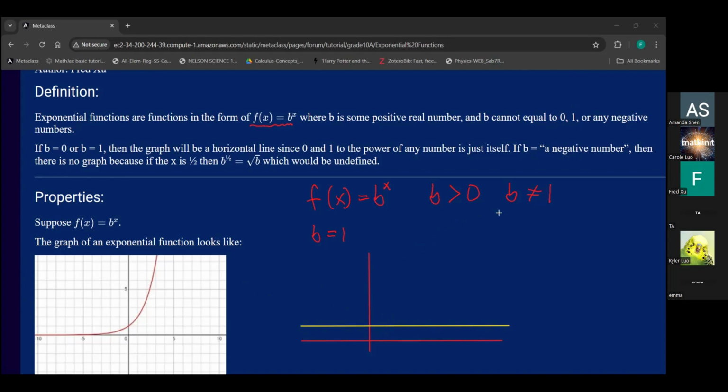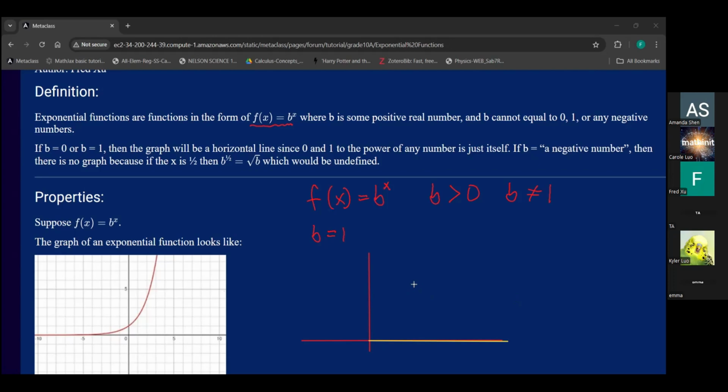So it cannot equal 1, and if it were 0, then it would just be this line over here. When b is equal to 0, it would just be the x-axis, and it would only be in the positive area. Once again, this is just a horizontal line, so this cannot be an exponential function.